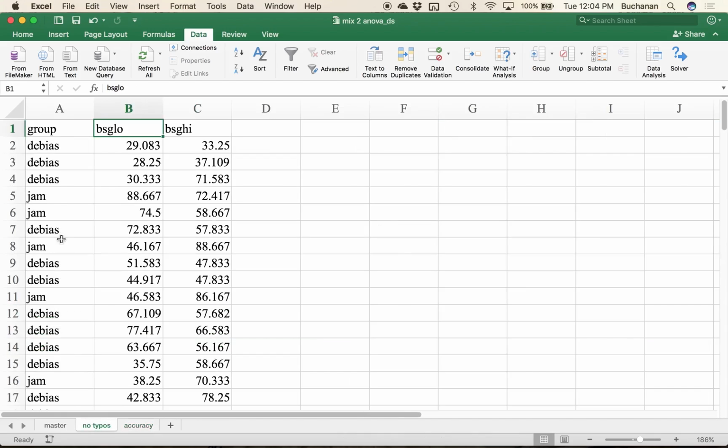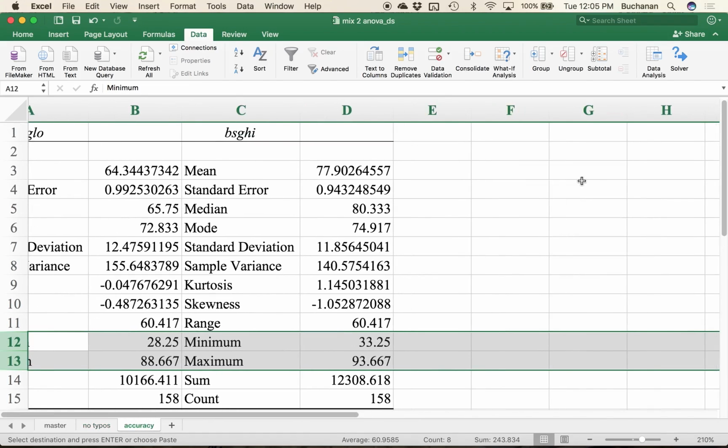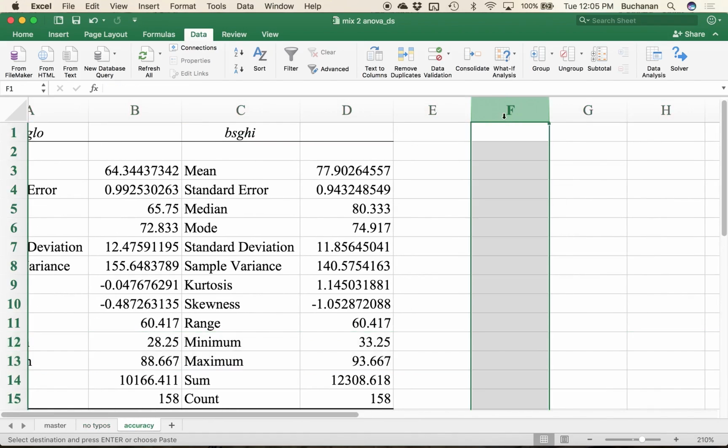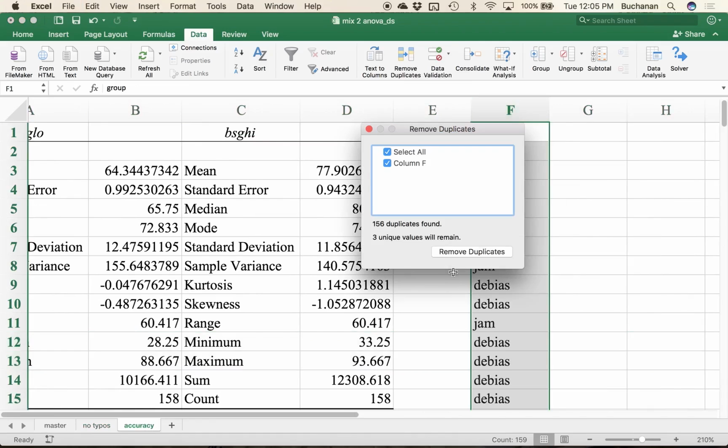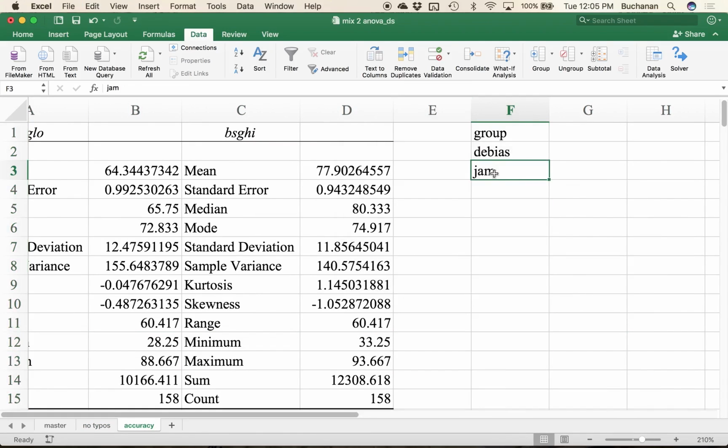The other thing I want to check is make sure my labels look okay. So I'm going to highlight the whole column and copy it. Just on the same page, I'm going to paste it. And then I'm going to click under Data, Remove Duplicates. And that's going to allow me to make sure that all of my labels look the same.